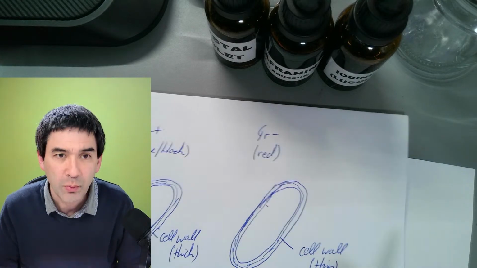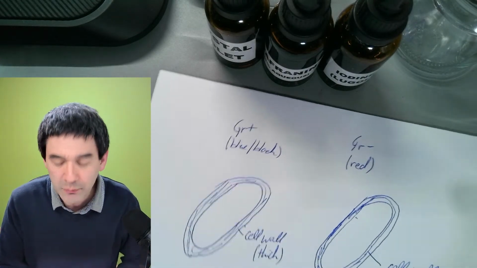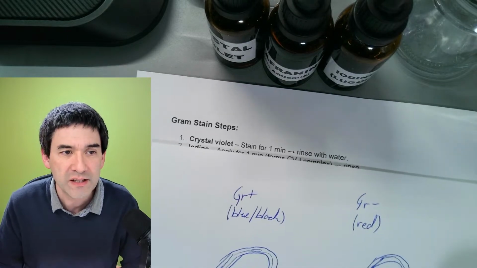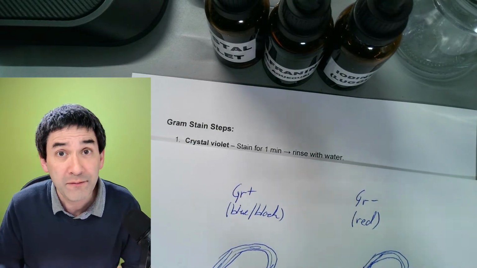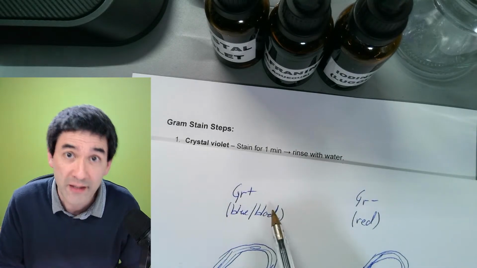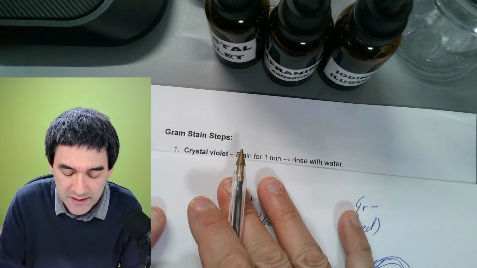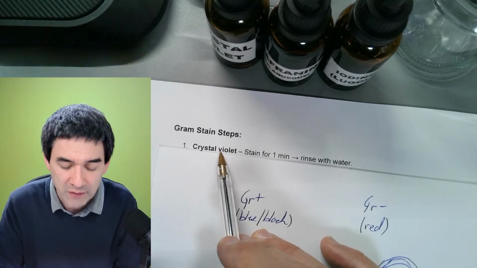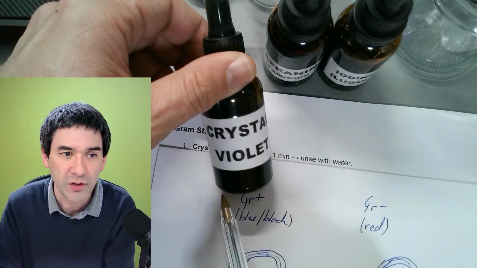Okay, and what happens now is the following. In the first step, after I have prepared everything, air dried them, and heat fixed them, which is going to take a couple of minutes, I'm going to stain them with crystal violet. This one over here, right?